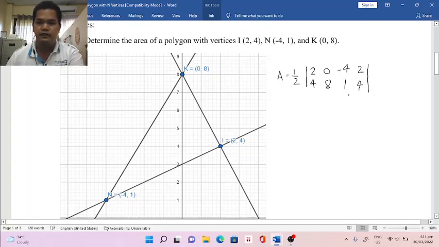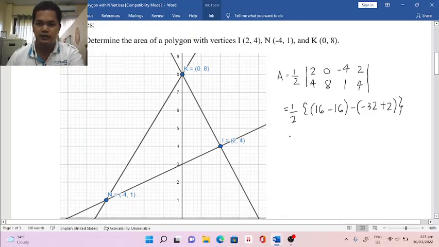So let us now compute 1 half multiplied by 2 times 8 is 16. 0 times 1 is 0. And then negative 4 times 4 is negative 16. Minus 4 times 0 is 0. 8 times negative 4 is negative 32. And then 1 times 2 is positive 2.